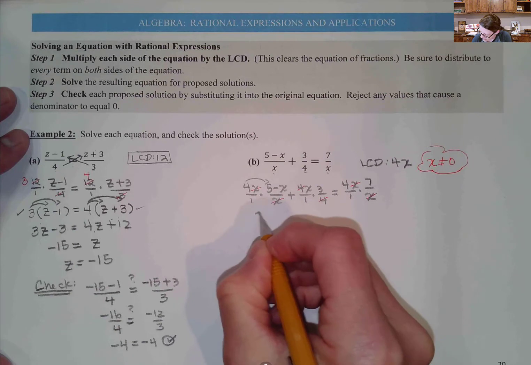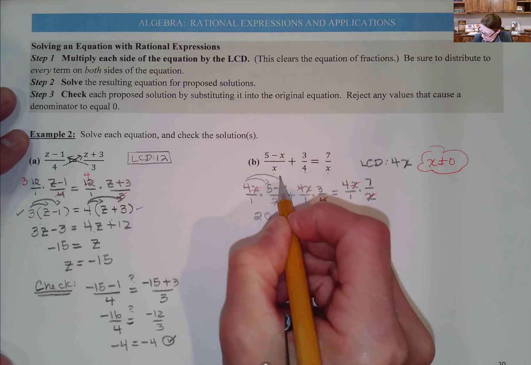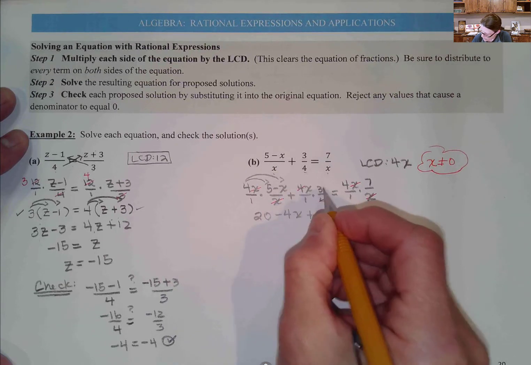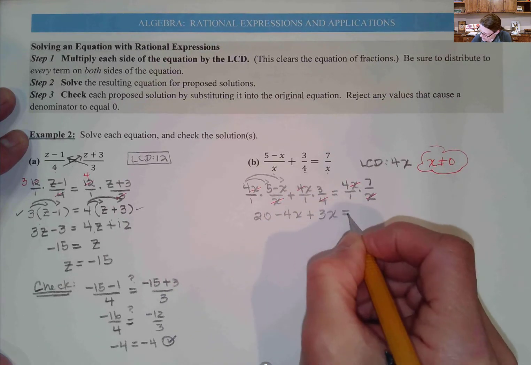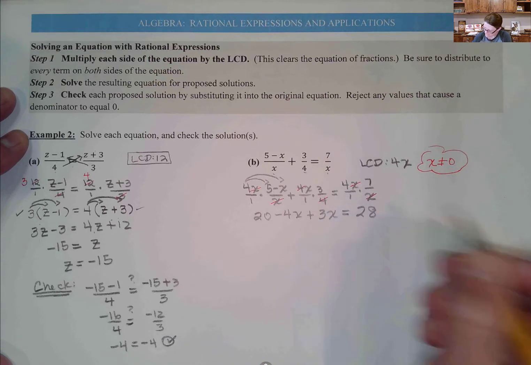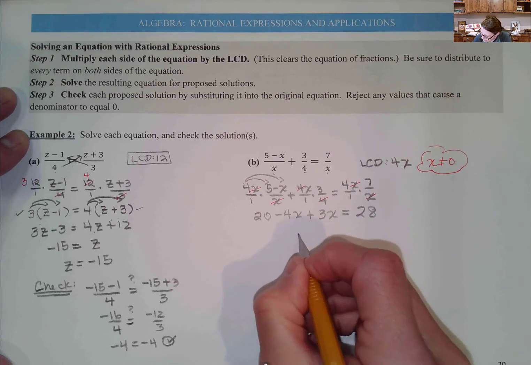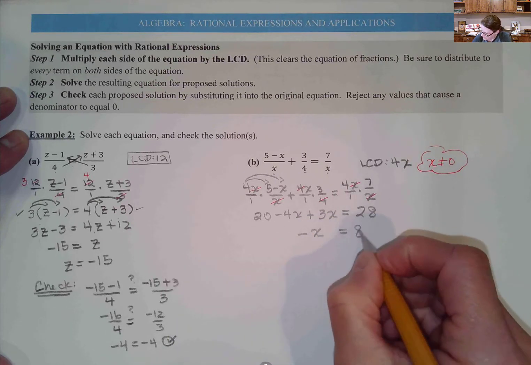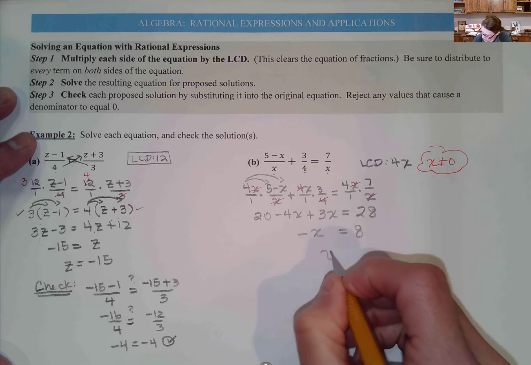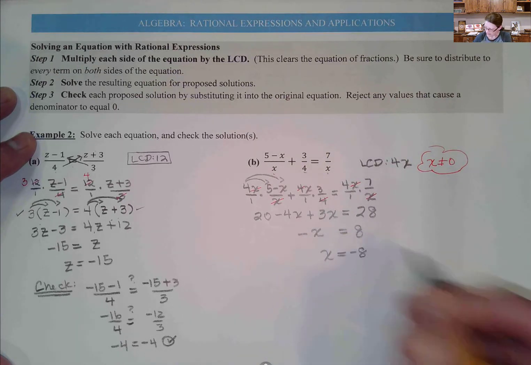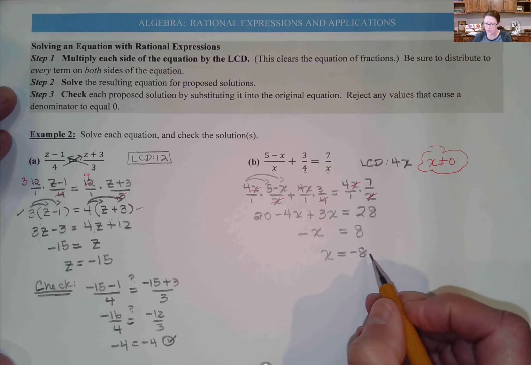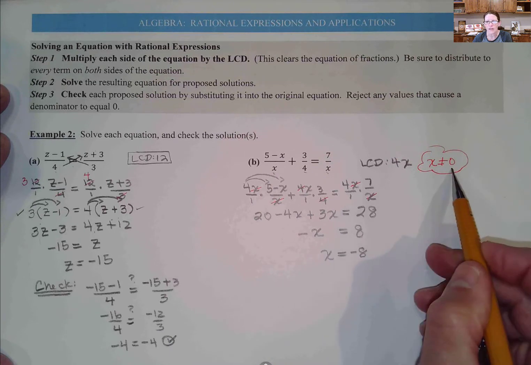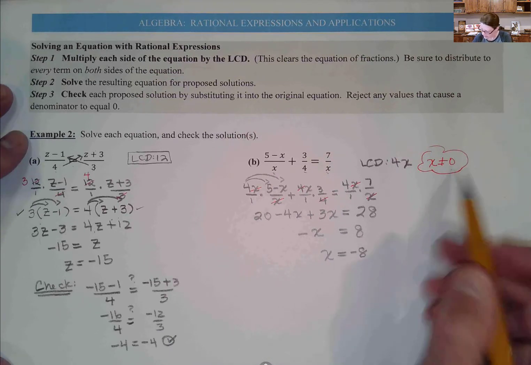Distributing 4 times 5, that's 20 minus 4x plus 3x is equal to 28. Combining like terms, we have negative x. I'm going to subtract 20. Negative x is 8. In other words, x equals negative 8. This is our proposed solution. I notice that it does not cause a 0 in the denominator because only x equals 0 would do that.